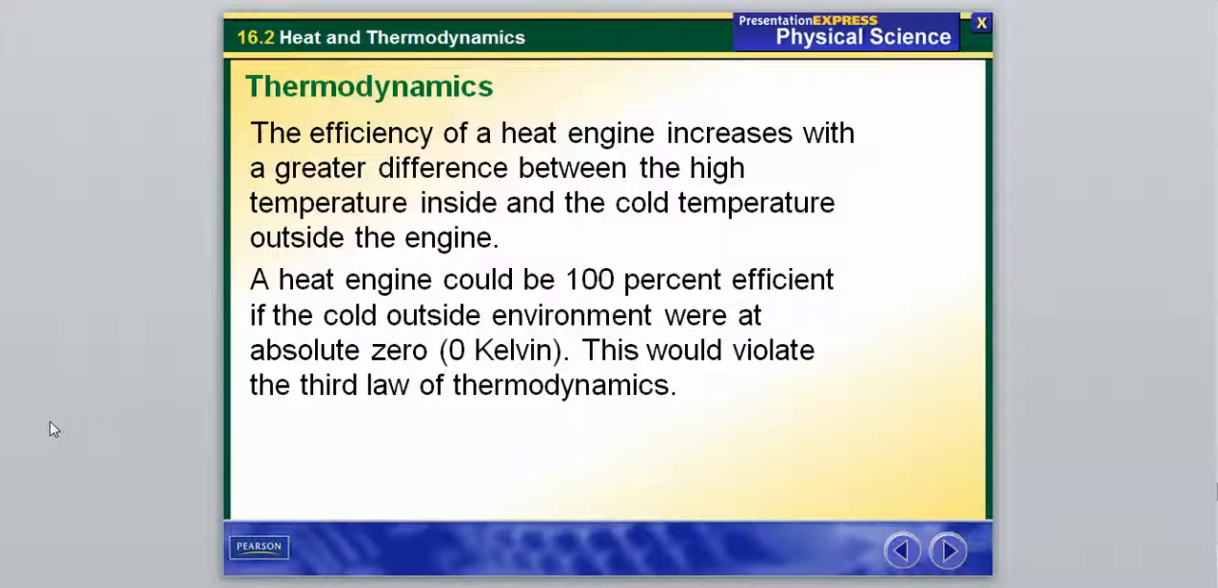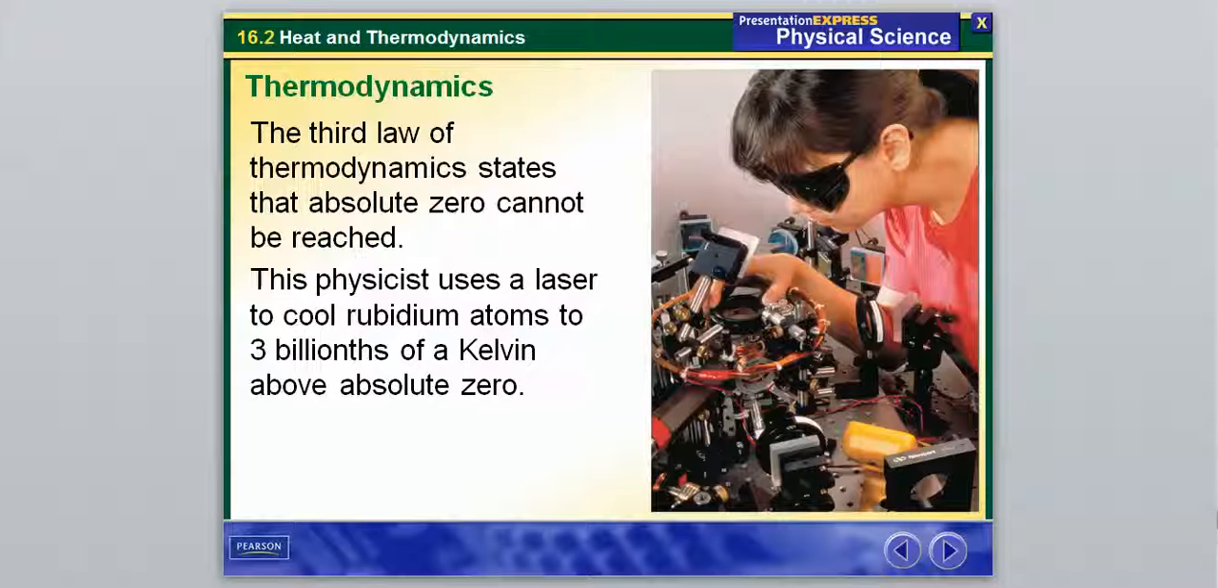And so the third law of thermodynamics, again, absolute zero can never be reached here on Earth. It just cannot happen. We cannot get that orderly. We cannot make things stop moving that much. There's a physicist in the picture using a laser to cool rubidium atoms to 3 billionths of a kelvin above absolute zero, slowing down the atoms as much as possible. Again, you cannot reach absolute zero, because that would violate the third law.